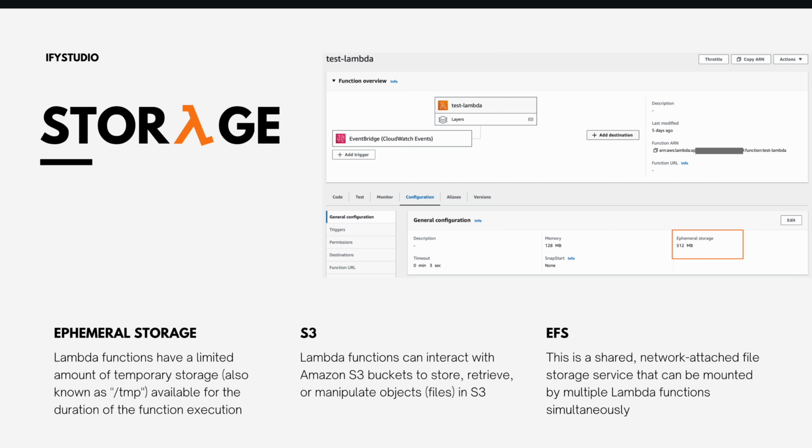Lastly, it's EFS or Elastic File System. Now EFS is a shared network attached file storage service, so that means that it is not only limited to Lambda. You can attach EFS with EC2 instances, on-prem servers, wherever you want to. So EFS is a network hosted service that can be mounted on multiple Lambda functions. So multiple Lambda functions can share the same EFS storage, whereas if you talk about ephemeral storage, every Lambda function has its own ephemeral storage which lives during the life cycle of Lambda. But EFS is a persistent storage, it stays there.